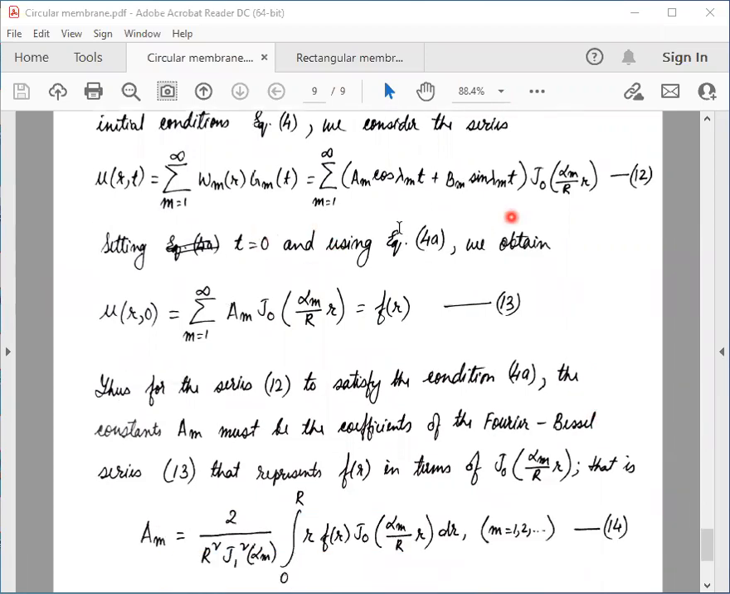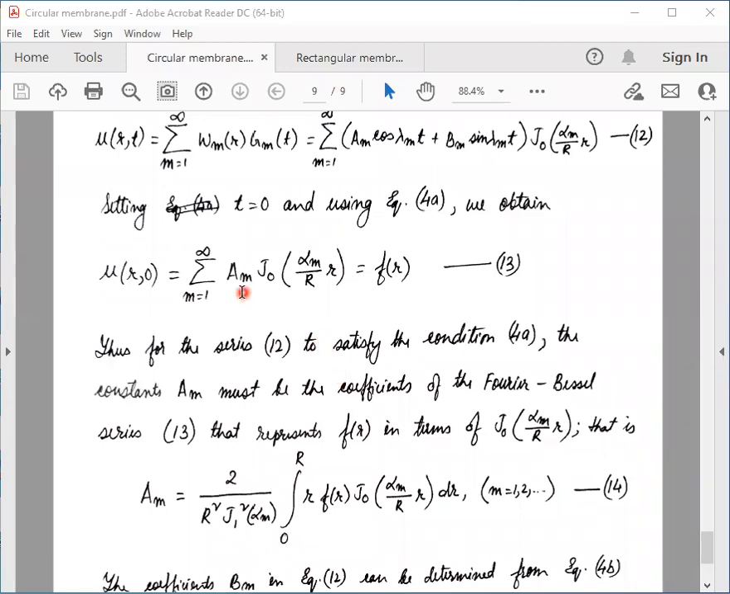Thus, for the series 12 to satisfy the first initial condition, that is the initial displacement, the constants am must be the coefficients of a Fourier Bessel series given by equation number 13 that represents f of r. So f of r is represented by this Fourier Bessel series. Normally in the Fourier series, we have sinusoidal functions here, sine functions or cos functions here. But in this particular case, we have Bessel functions here. So we have a Fourier Bessel series.